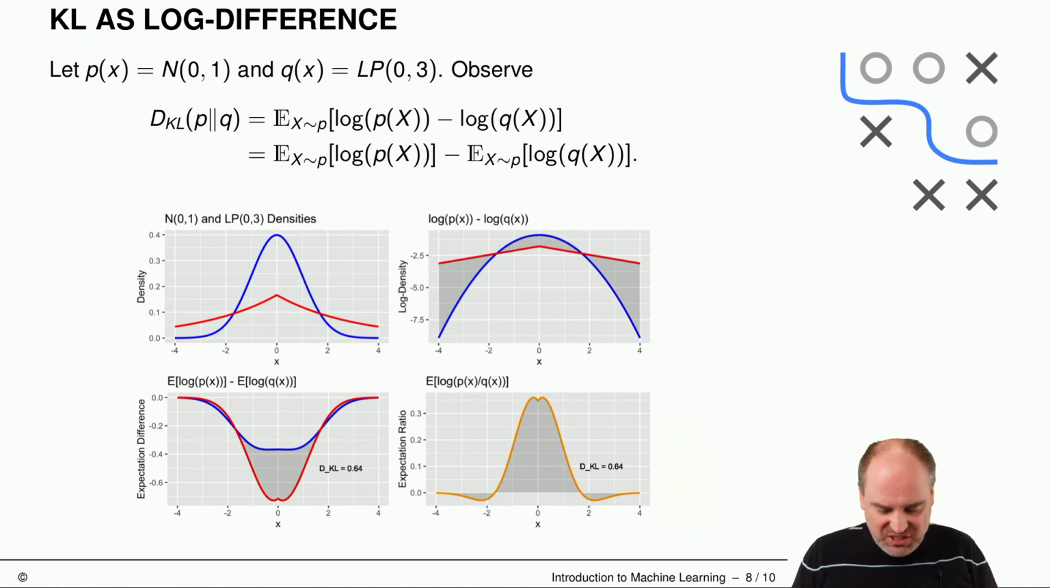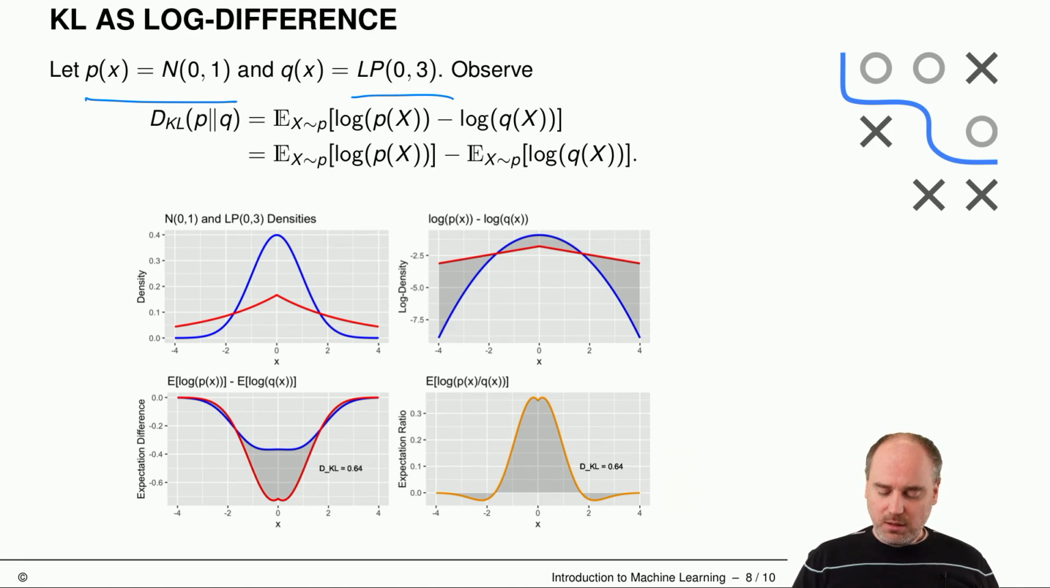So here's again a visualization and a calculation. I hope that helps a little bit. Again, let's take our original distribution to be a standard Gaussian. Let's take as an approximating distribution, again, the Laplacian. We did this calculation before, but we now do it in this log space as a difference. So we don't compute the ratio, we compute the difference in log space.